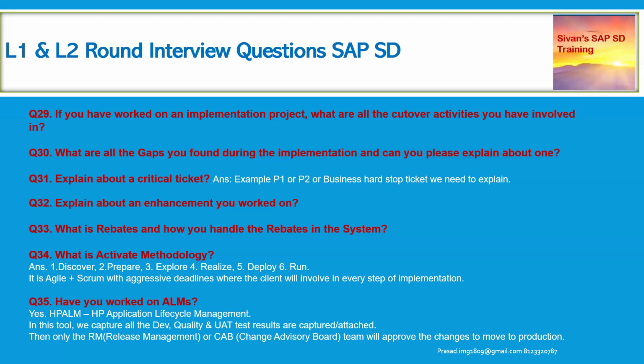What is the Activate methodology in S/4HANA? It has 6 phases, unlike the ECC ASAP methodology, which is entirely different. Number 1, discover phase. Number 2, preparation phase. Number 3, exploration phase. Number 4, realization phase. Number 5, deploy phase. And number 6, run, that is go-live. You can explain each and every phase if they ask, or otherwise, if this is fine, you can explain only these 6 phases.